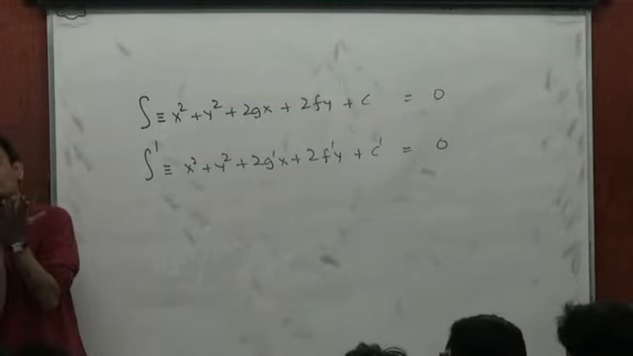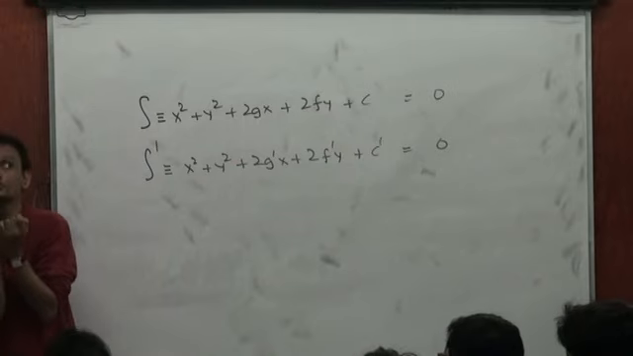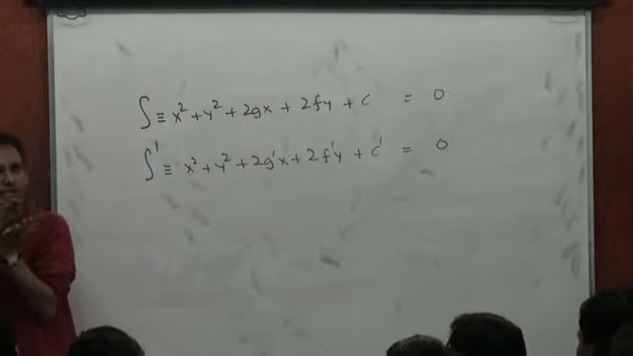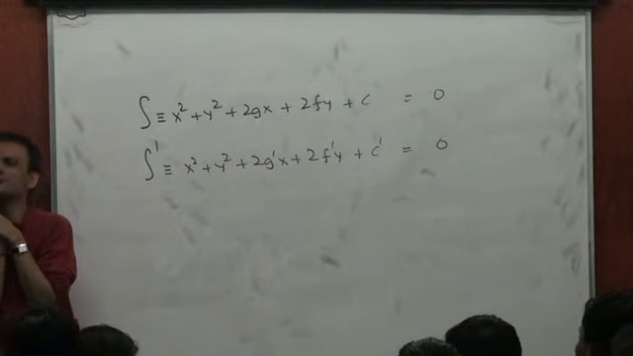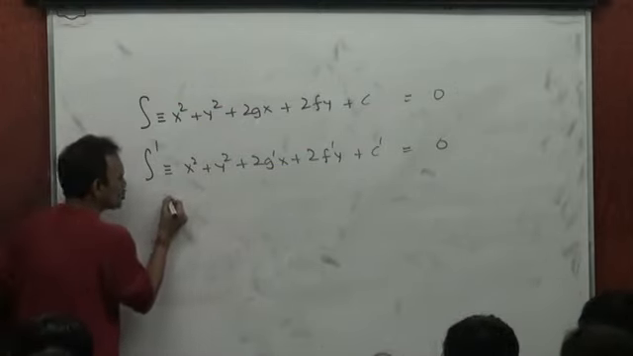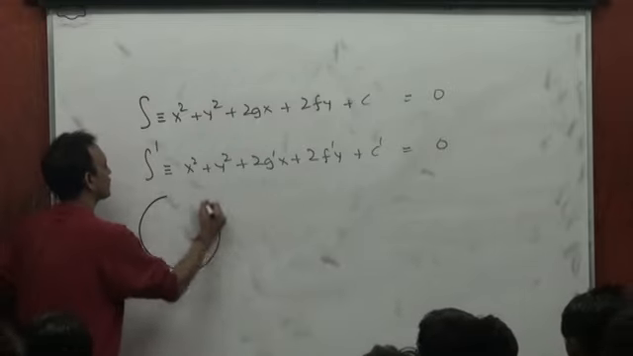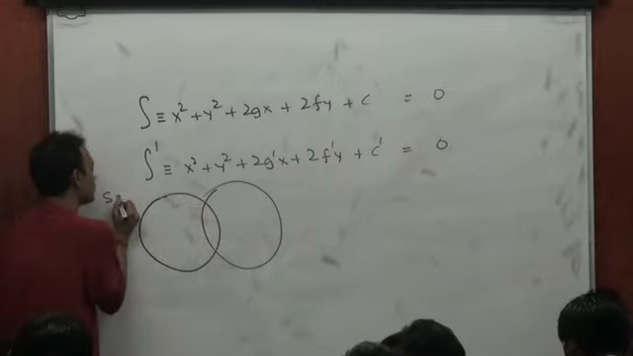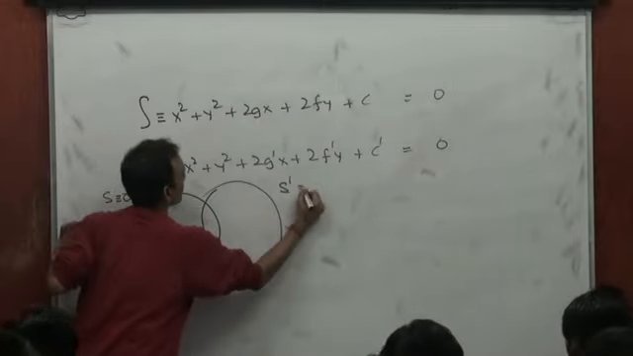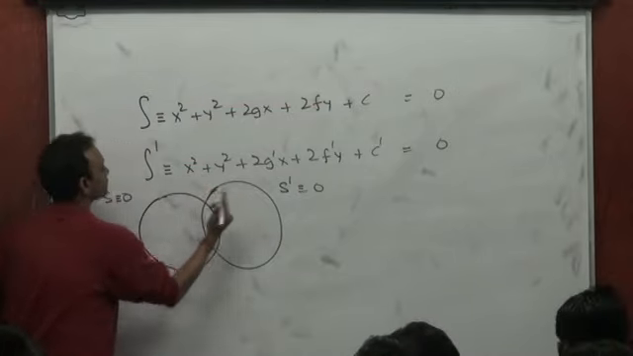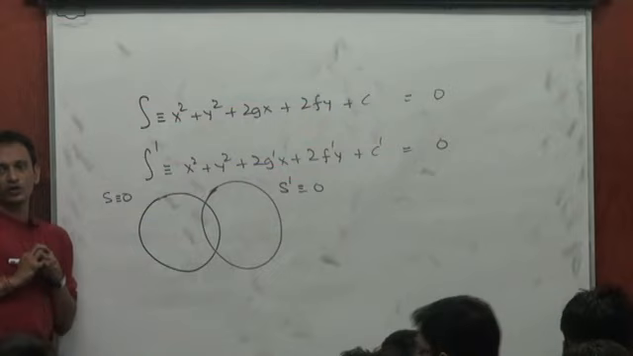Now, obviously, you know the condition for them to intersect at real points. The distance between their centers must be less than the sum of the radii and greater than the difference of the two. This is S equal to 0 and this is S prime equal to 0. Let's say these circles intersect at two real points or two coincident points; it will not matter.